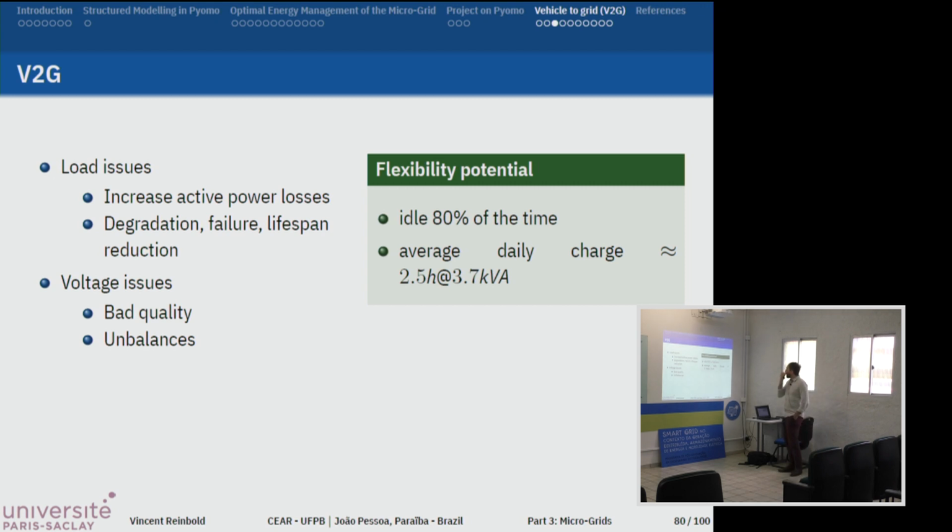First, electrical vehicles are idle 80% of the time. So we don't use our vehicle 80% of the time, which is huge actually. And the average daily charge of a vehicle is 2.5 hours with a normal charger. A normal charger is 3.7 kilovolt-ampere.